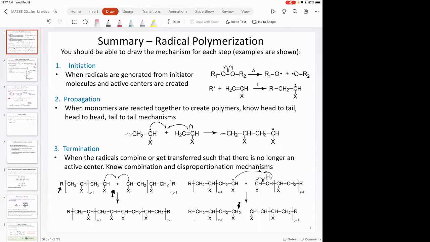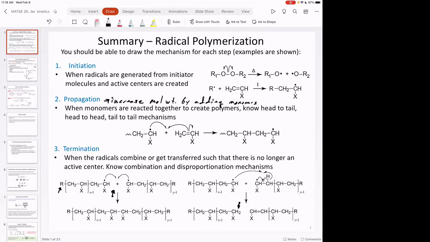So we have initiation. We have to make radicals in the first place. We have propagation. So remember, propagation is where we increase molecular weight. We get molecular weight right here, by adding monomers to the growing chain. So make sure we talked about head to head, head to tail, the way we put the monomers in the chain matters, right?